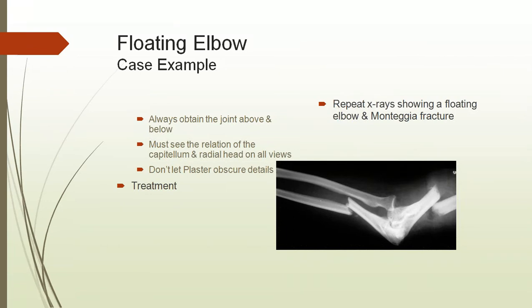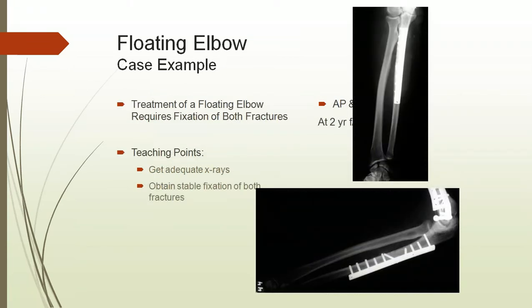These floating elbow injuries happen in direct, high energy, high impact, violent injuries. So you must check the radiographs and see the relation of the capitellum, radial head and all. And definitely we need to do open reduction. That's all. So this is an example of floating elbow.